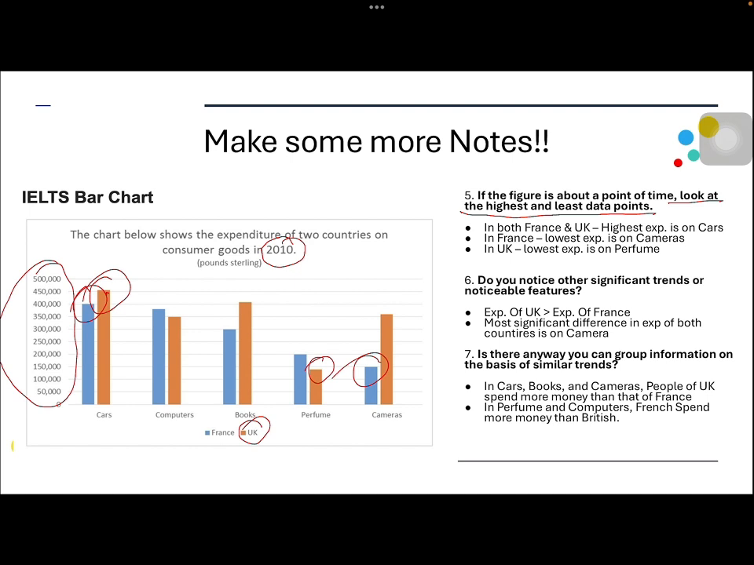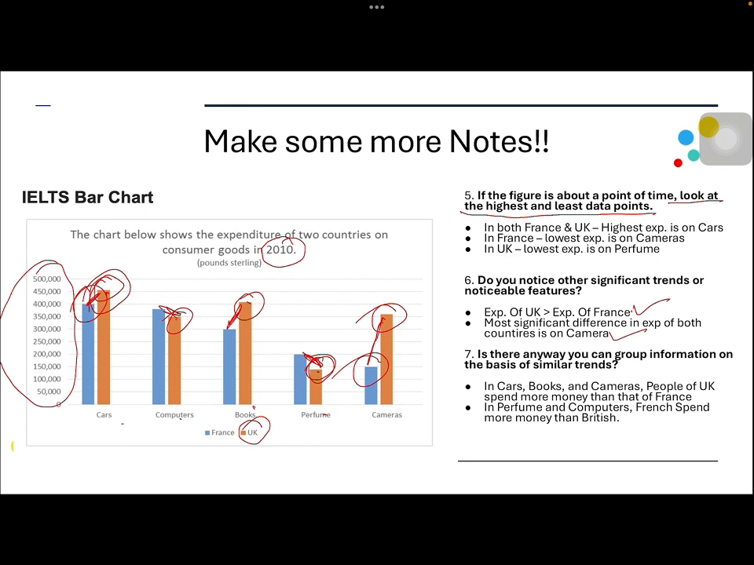भने चाहिँ युके को almost सबैमा चाहिँ बेसी छ. Now if you add all of these just roughly, you'll see that expenditure of UK is greater than expenditure of France, right. Another very important trend that you can see in this figure is दुवै कन्ट्रिजको एक्सपेन्डिचरमा खासै फरक छैन in these 4 consumer goods, whereas in cameras there is a significant difference between the expenditure of both the countries, right. So most significant difference in expenditure of both countries is on camera.